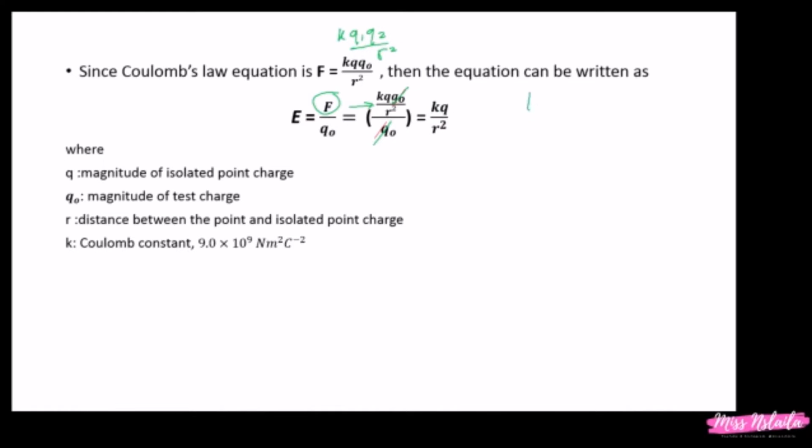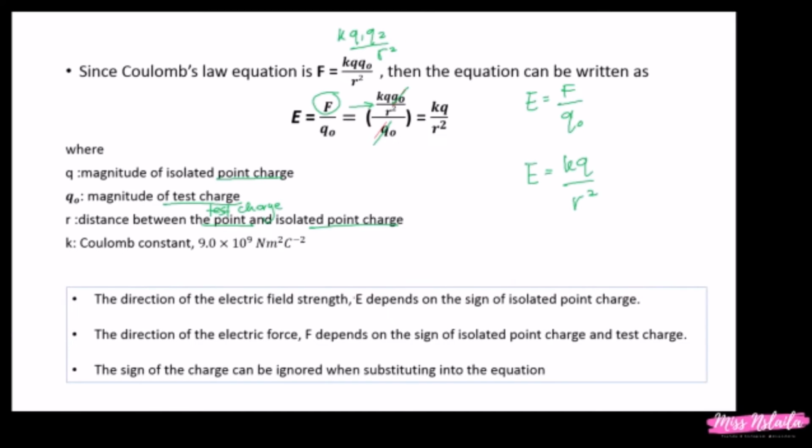So there are two equations. The first one is E equal to F over Q naught. You can use this equation if you have the test charge. And the second one, you can also use E equal to KQ over R square. You can use this equation if you don't have the test charge, you only have the point charge. So Q is the magnitude of the point charge, Q naught is the magnitude of the test charge, R is the distance between the point and the isolated point charge, or R is the distance between the test charge and the isolated point charge. K is the Coulomb constant.